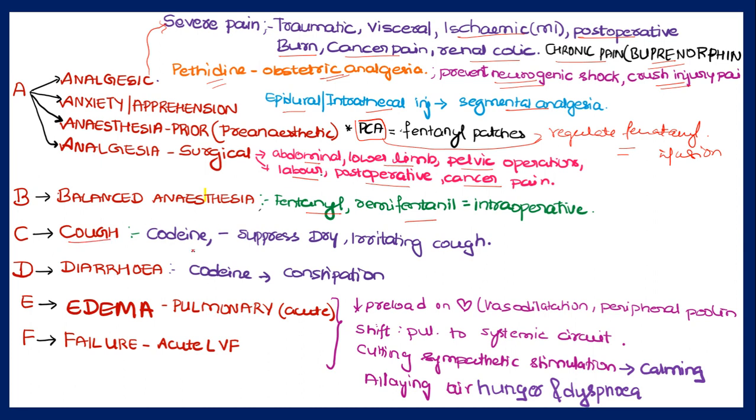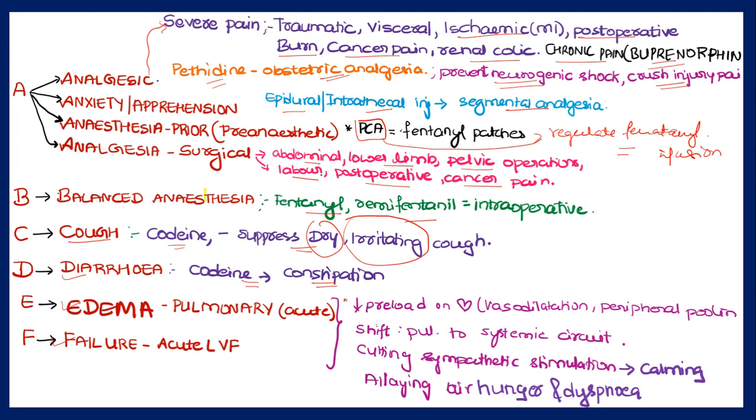Coming to cough, codeine especially is used for suppression of dry and irritating cough. It can also be used in the treatment of controlling diarrhea. Here codeine is used, which produces prominent constipation as a side effect. Remember, this is a very, very important thing: it can be used in the treatment of acute pulmonary edema as well as acute left ventricular failure.